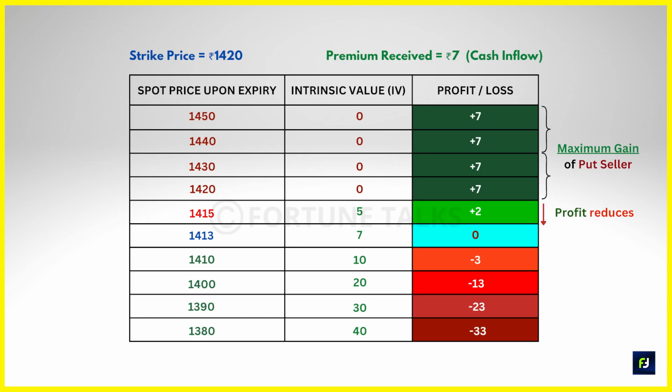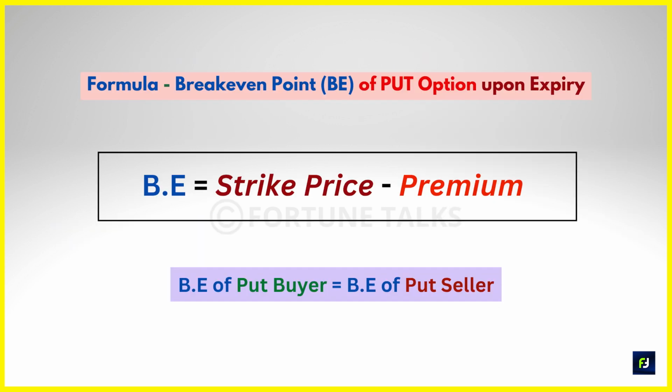Even when the spot price decreases lower than the strike price, the put option writer still makes money, and he continues to make money till the spot price declines below the difference between the strike price and premium received. At this point, he starts to lose money. Hence, this point is the break-even point or breakdown point. As you can clearly see, there is no change in the break-even point equation.